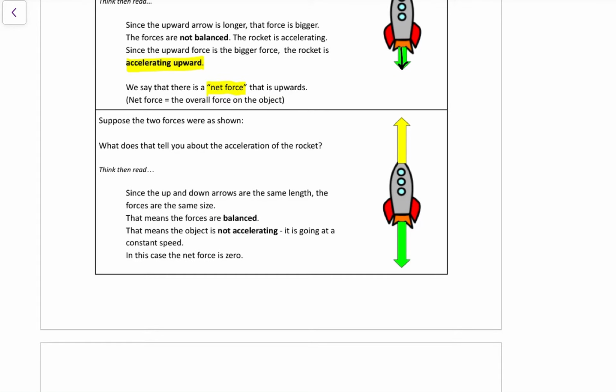In the second one, if we draw it so that the arrows are the same length, then it's like we talked about in the last document. Whatever the upward force is, it gets canceled out by the downward force. Since they cancel each other out, we say that they're balanced. There's no net force, so there's no acceleration.